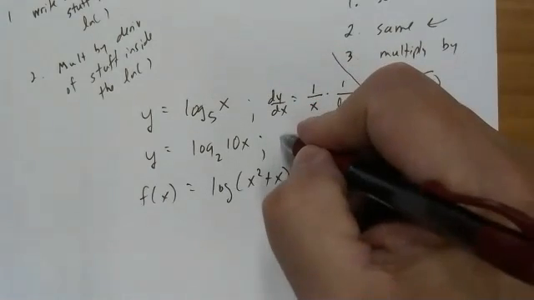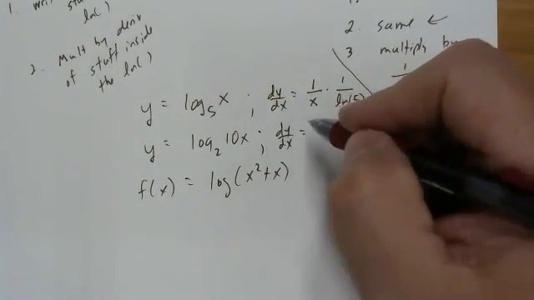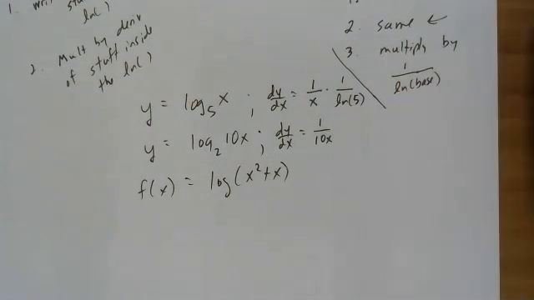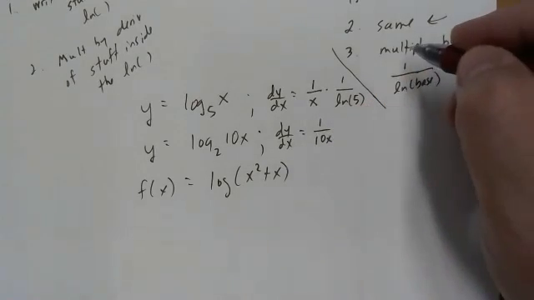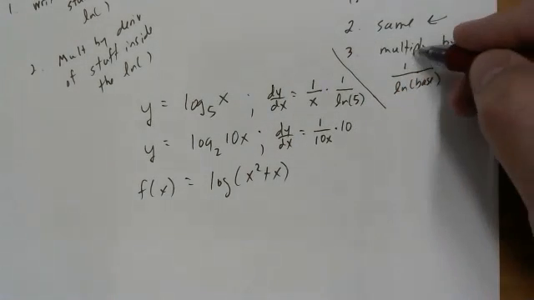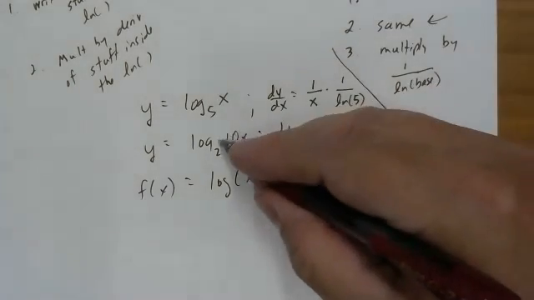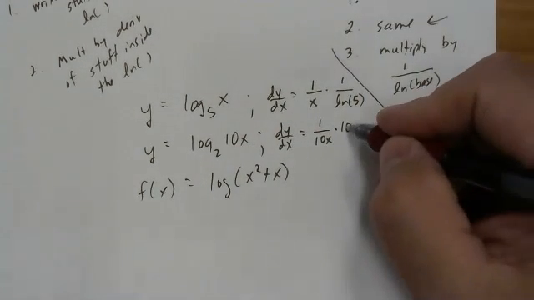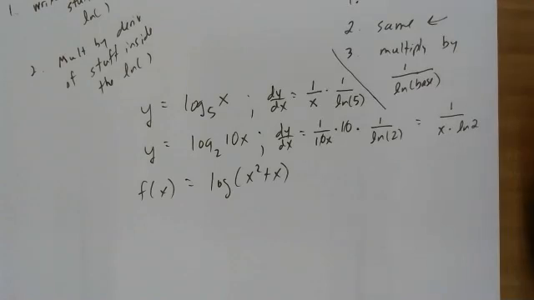All right, let's do this one. Log base 2 of 10x. First step, you look at whatever's inside the log and you put it in the denominator. Going to multiply by the derivative of what's inside the log. Derivative of 10x is just 10. And then the third step, which is the new step, I'm going to multiply by 1 over the natural log of the base. This is log base 2, so 1 over natural log of 2. So this one would simplify, these 10s would cancel. 1 over x times natural log of 2.